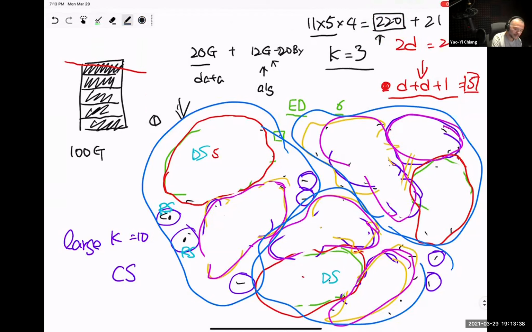We need to still store the RS, right? Remember at the beginning, these cannot be clustered anywhere. You have to store their original data. So if you have too many RS, that means your memory space is going to be occupied by all the original data that cannot be classified or assigned to any cluster, any DS or CS. And eventually you are not going to have 12 giga for your algorithm. You are not going to have 20 giga for your data. This will be very tiny because it's occupied by the RS.